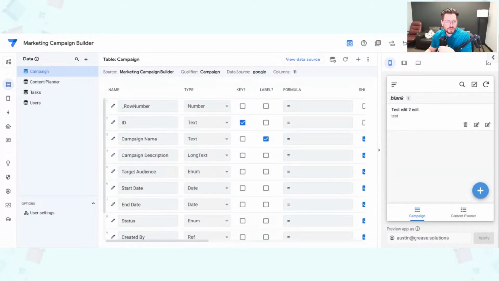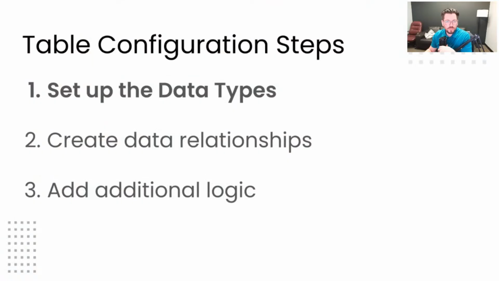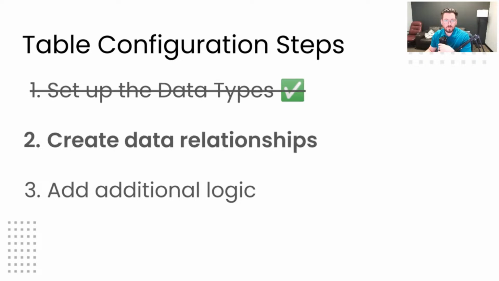Okay, so our next step, I'll show you guys what I like to do for the data configurations. So, okay, let me head back to my steps. Okay, so we just got through doing our table configuration steps, set up the data types. So basically go to the data tab, click on the table that you want to start setting up the data types for, and go through the list of columns and set those data types correctly. So there you go. There's step number one. Give ourselves a check, cross it off the list.